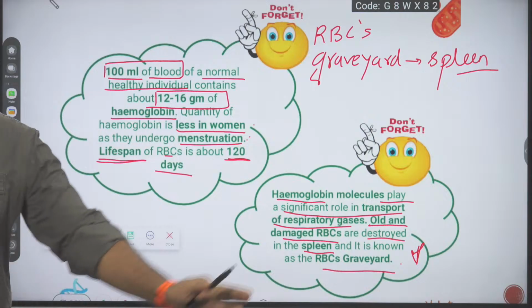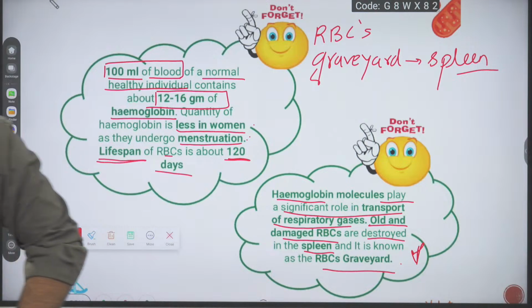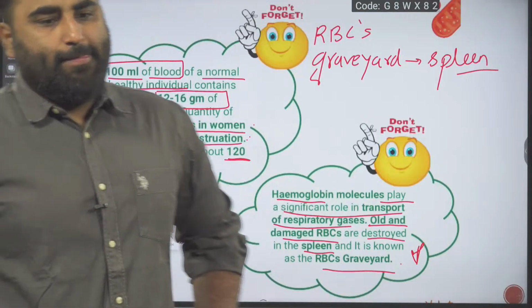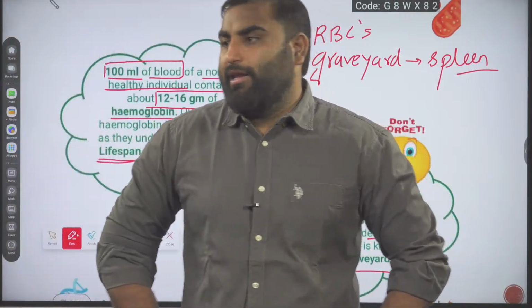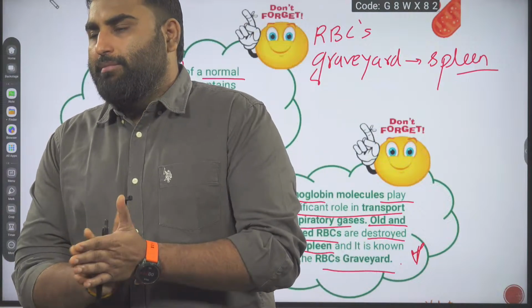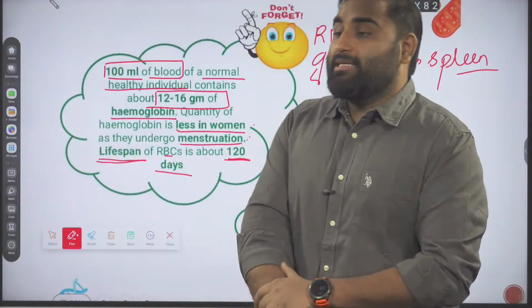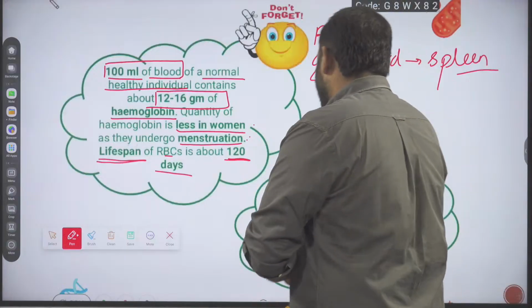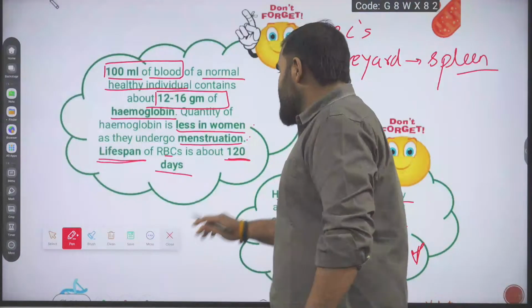Are we clear with this, guys? Are these points clear? Sir, what should we eat to obtain vitamin B12? Eggs and milk. Eggs and milk are a very good source of vitamin B12. We can have that. Moving ahead, guys.